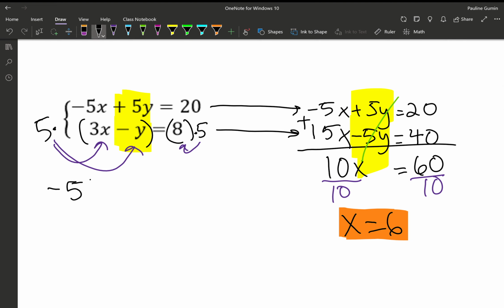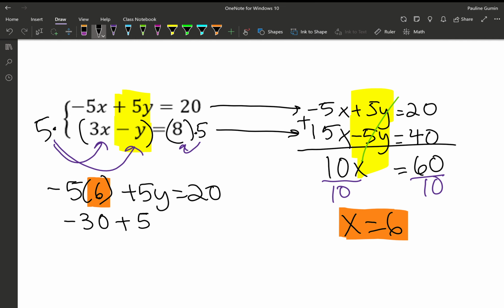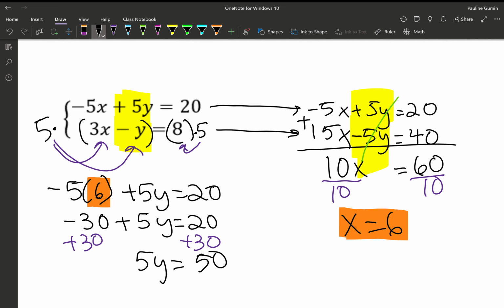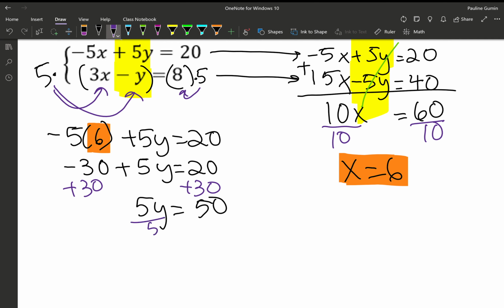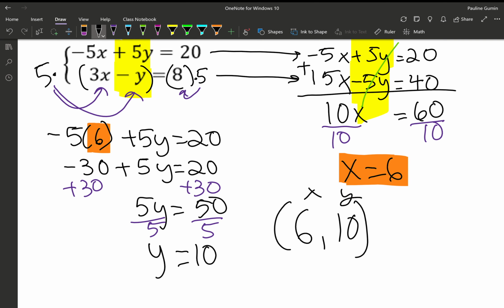So instead of negative 5x, I have negative 5 times 6 plus 5y equals 20. Negative 5 times 6 is negative 30. Everything else stays the same. I'm going to add 30 to both sides. 5y equals 50. And we finish by dividing. Y equals 10. So our final answer, 6, 10. Okay, let's continue.